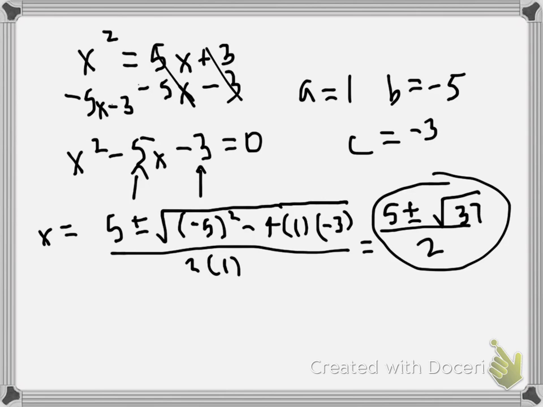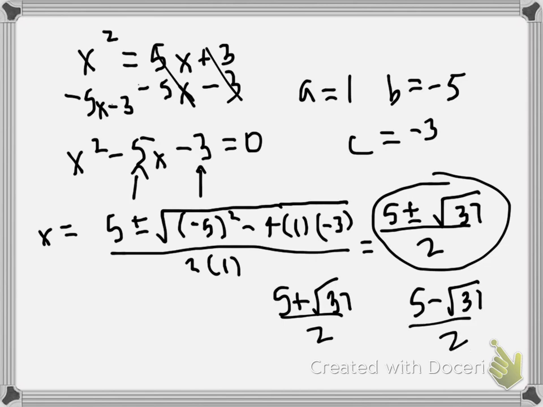This is the exact value, the best we can come up with, but sometimes you'll be asked for a decimal approximation instead. If you're asked for that, then you would just put 5 plus the square root of 37 over 2 into your calculator, and 5 minus the square root of 37 over 2 in your calculator and just get decimals for those instead.